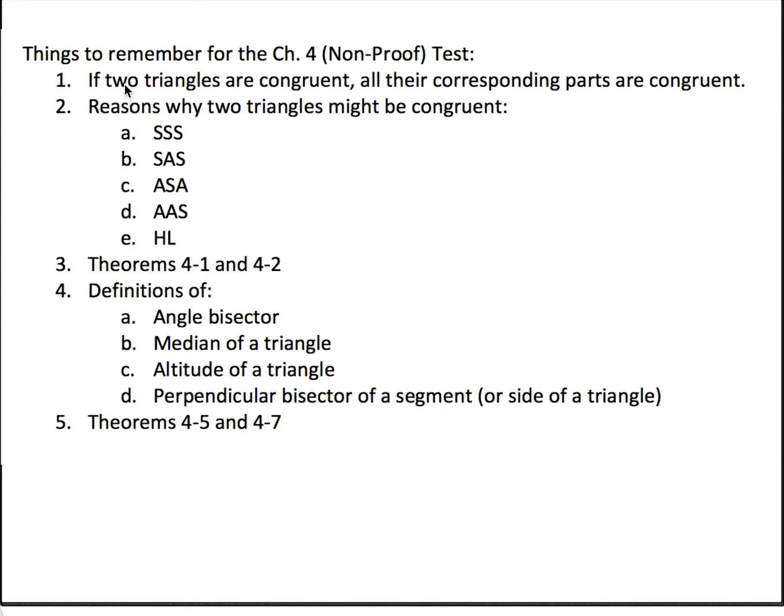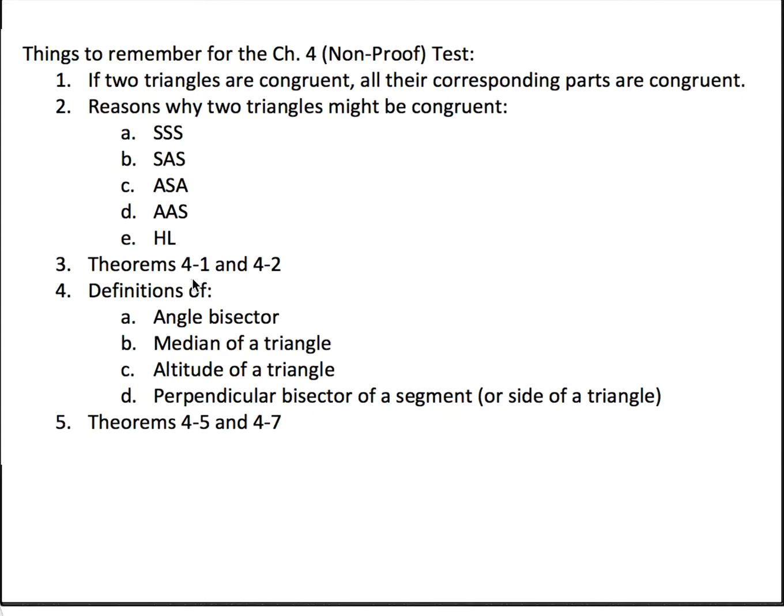First of all, we started off by learning that if two triangles are congruent, it means that all their corresponding parts are congruent. And then we looked at 5 kind of shortcut ways of proving two triangles congruent: side, side, side; side, angle, side; angle, side, angle; angle, angle, side; and HL. Now these are the only reasons that we've learned that would make two triangles congruent, these 5 things.